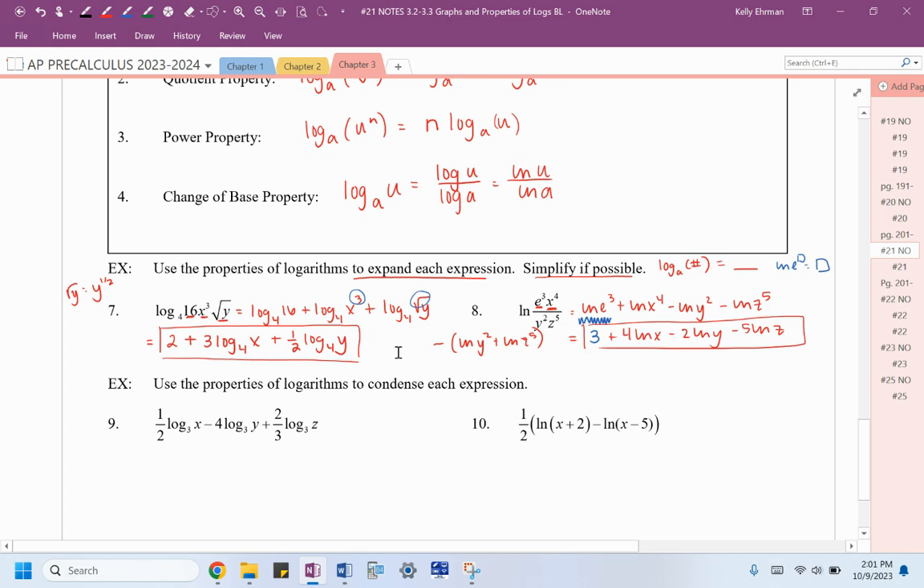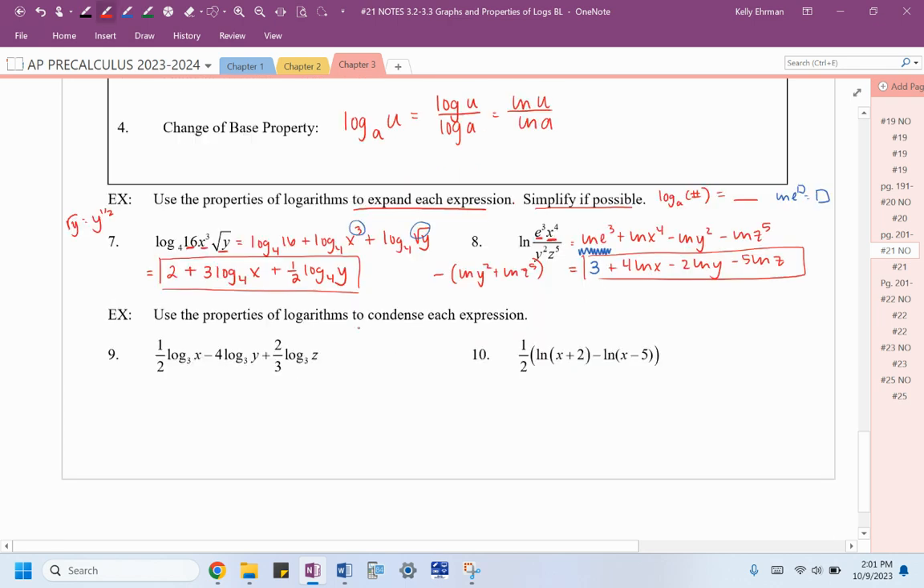We can also go backwards, use the properties of logarithms to condense each expression. So kind of work backwards. If you had something that is a number out in front, that becomes an exponent as your first step. So log base 3 of square root of x, or you could leave it as x to the 1/2, minus the log base 3 of y to the fourth, plus the log base 3 of z to the 2/3. Remember, that means cube root of z squared. But again, you could leave it z to the 2/3. It does not matter to me.